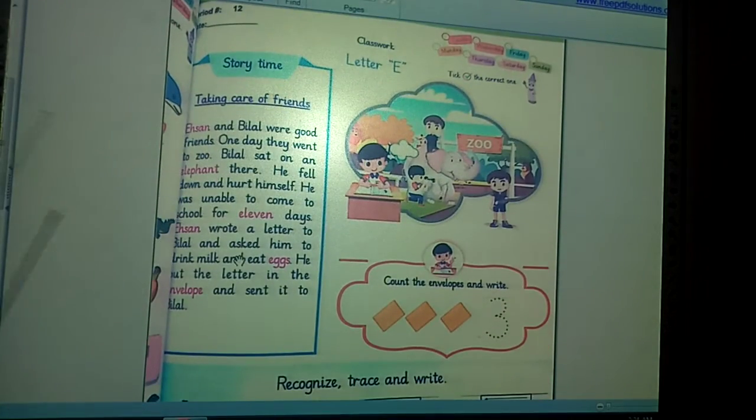Now, the last topic is recognize letter E. Firstly, we will move towards story time, and the title of the story is Taking Care of Friends.